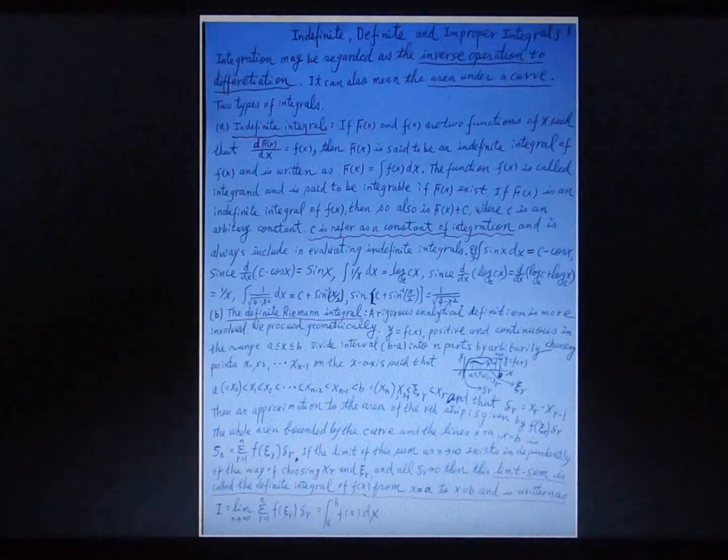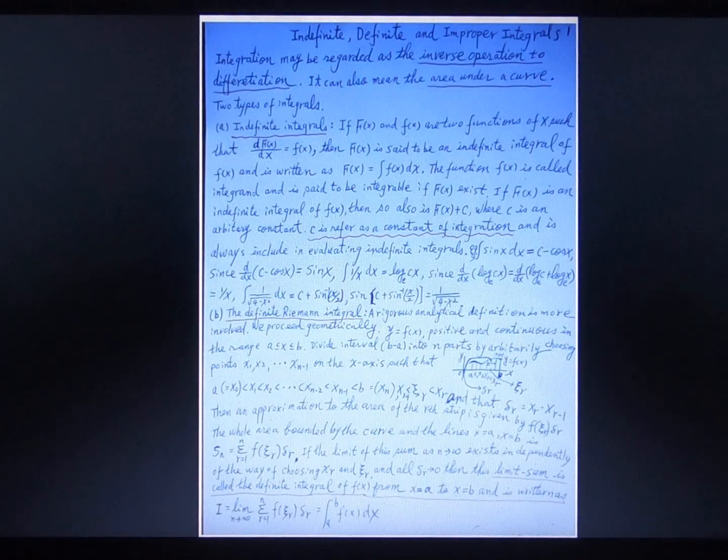Integration. You can consider integration as the inverse operation of differentiation.